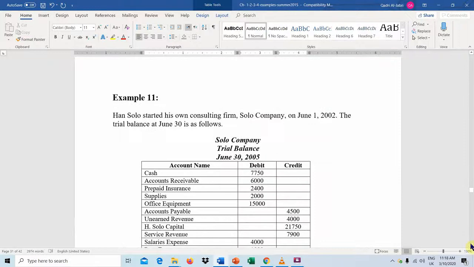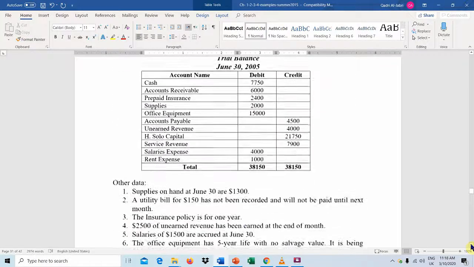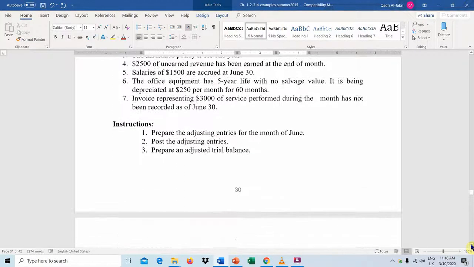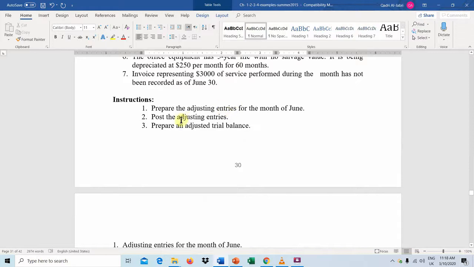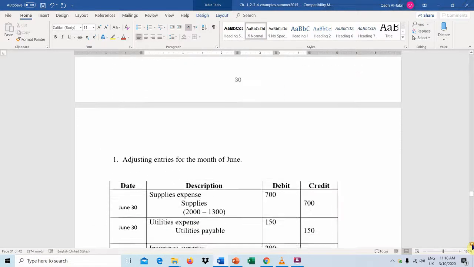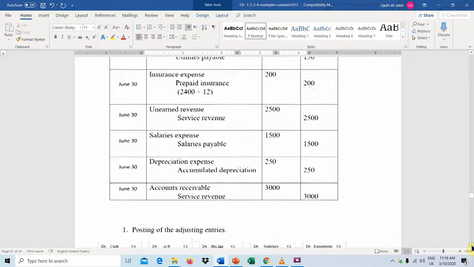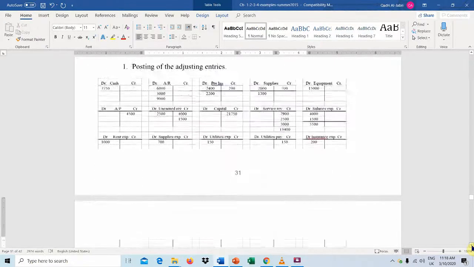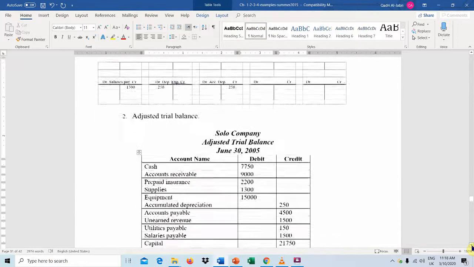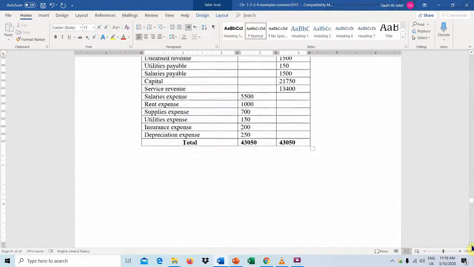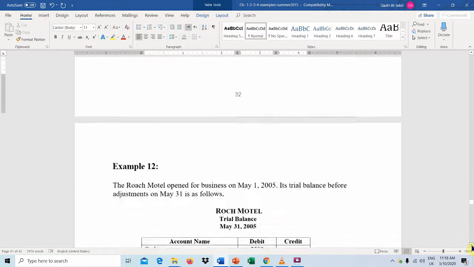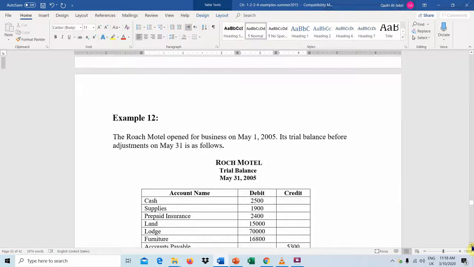Example number 11 asked me to prepare the adjusting entries. We finished this one. Then we posted this to the ledger, and the final step was to prepare the adjusted trial balance. Let's have now another example related to adjusting entries. This is example number 12.